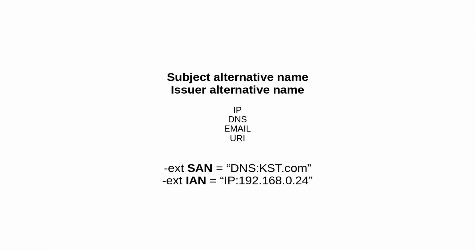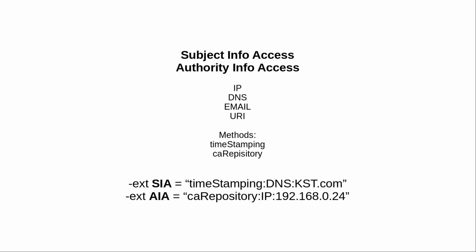In the second case we are using an IP address, like 192.168.0.24. And at the end we have subject info access and authority info access. Commands are respectively SIA and AIA. In here we can provide methods, and methods are timestamping or a CA repository. Then colon and then the type of value like IP, DNS, email or URI. Then colon once again and the value.